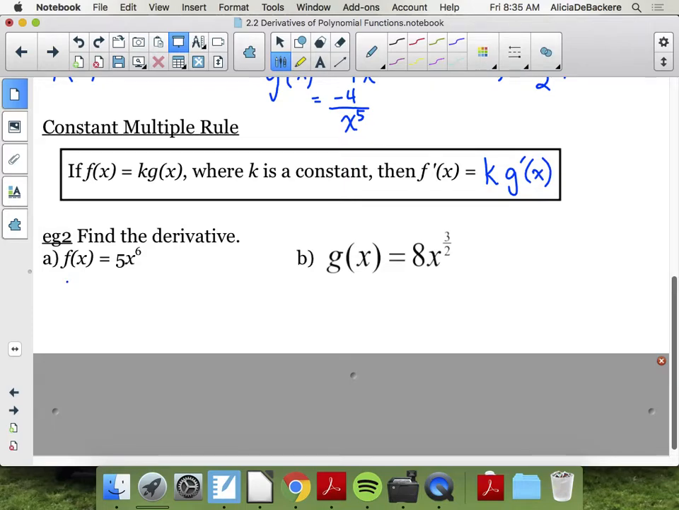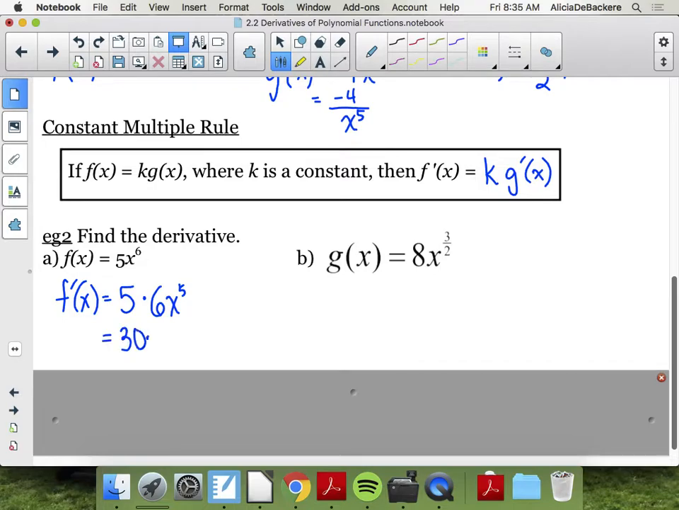In my first one, f prime at x, my constant, or my k value, is 5, and then my function g at x is x to the power of 6. So the 5 is just going to hang out until we find the derivative of x to the power of 6. So we're using our power rule to find the derivative of x to the power of 6. We bring the power out front and then subtract 1 from the exponent. And then I can simplify this all together.